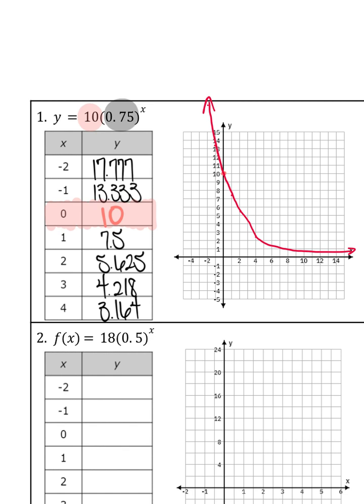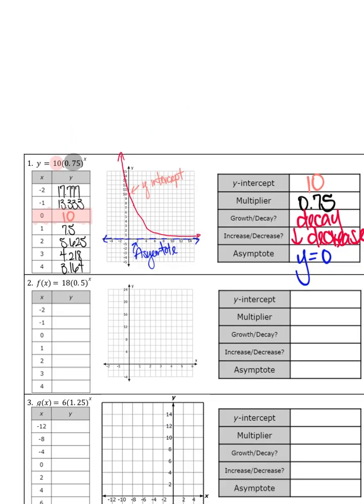What I want you to do is to identify your y-intercept. And I want you to put in your asymptote. Remember, it comes super close but never touches. It is at y equals 0. And there you have it.